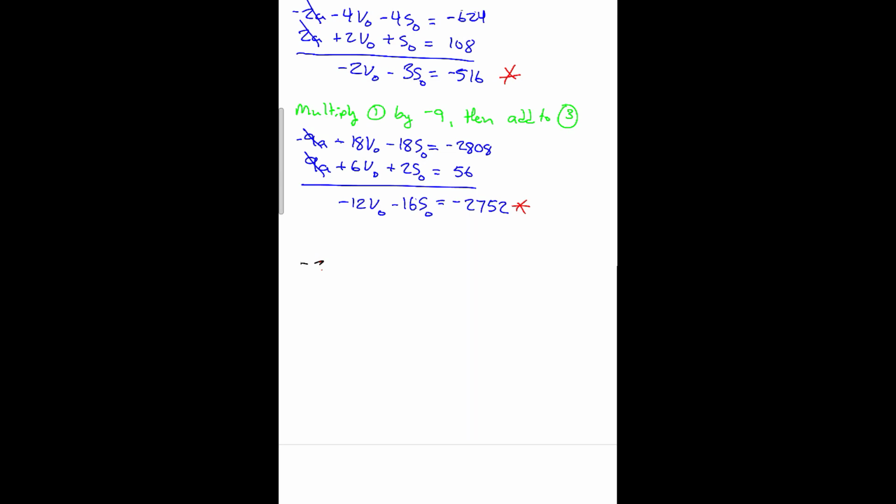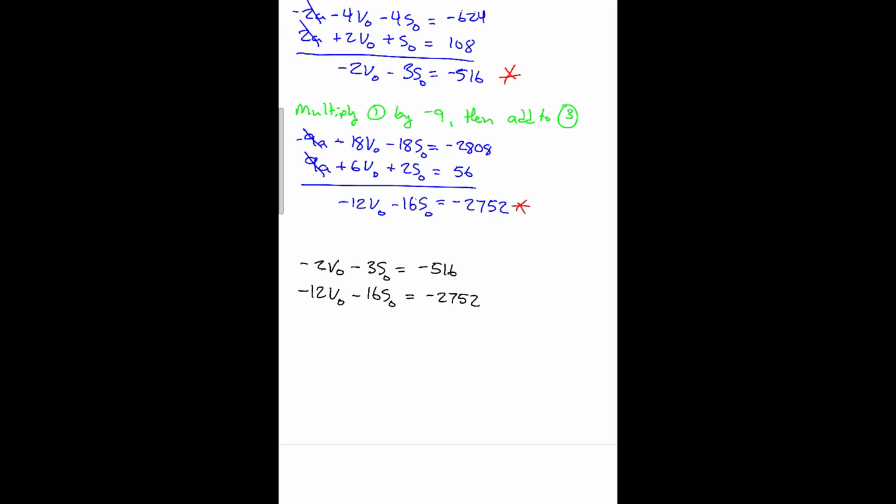It's going to be negative 2 v naught minus 3 s naught equals negative 516. And then negative 12 v naught minus 16 s naught equals negative 2,752. So there's our system of two equations, which we can do by substitution, elimination, or we can graph it. On this particular problem, I would do elimination.